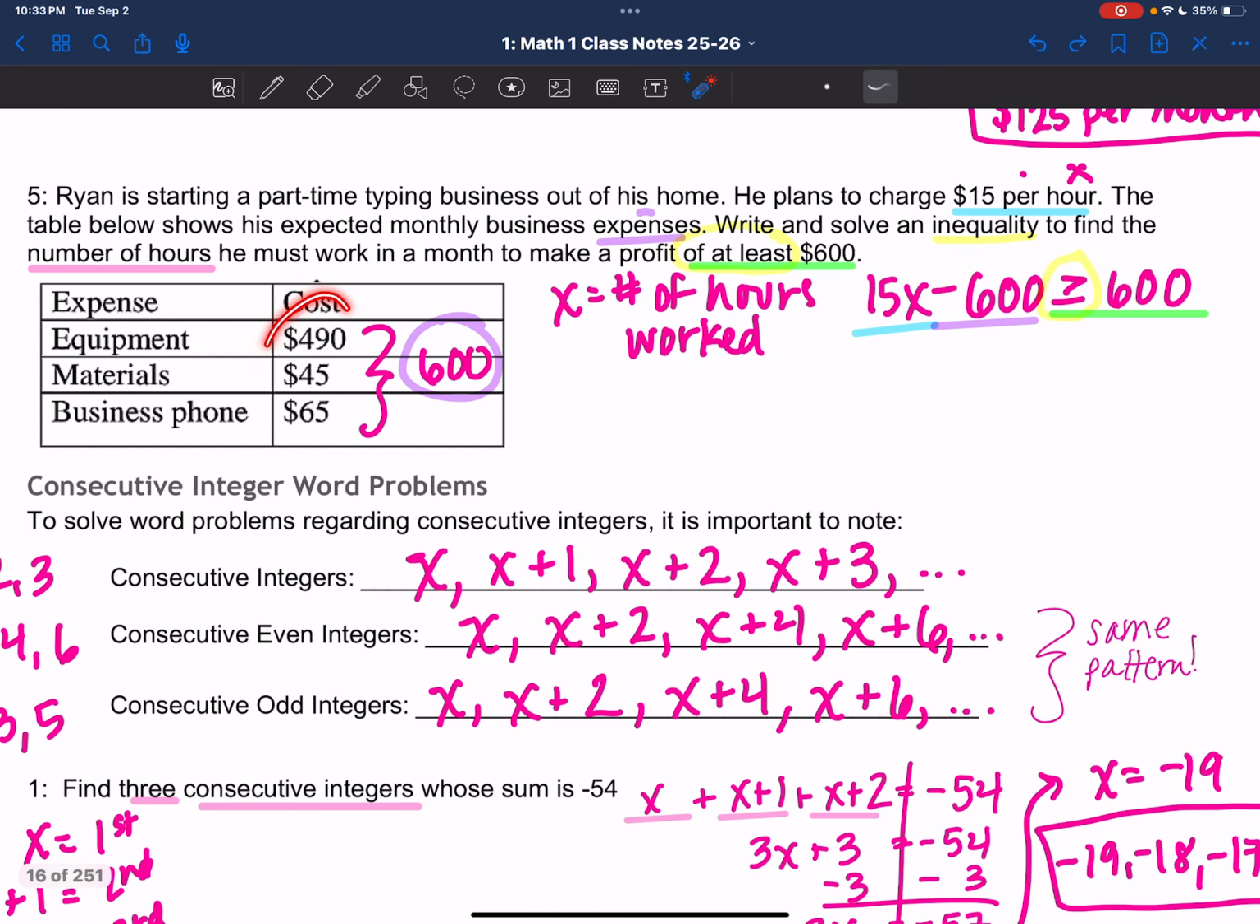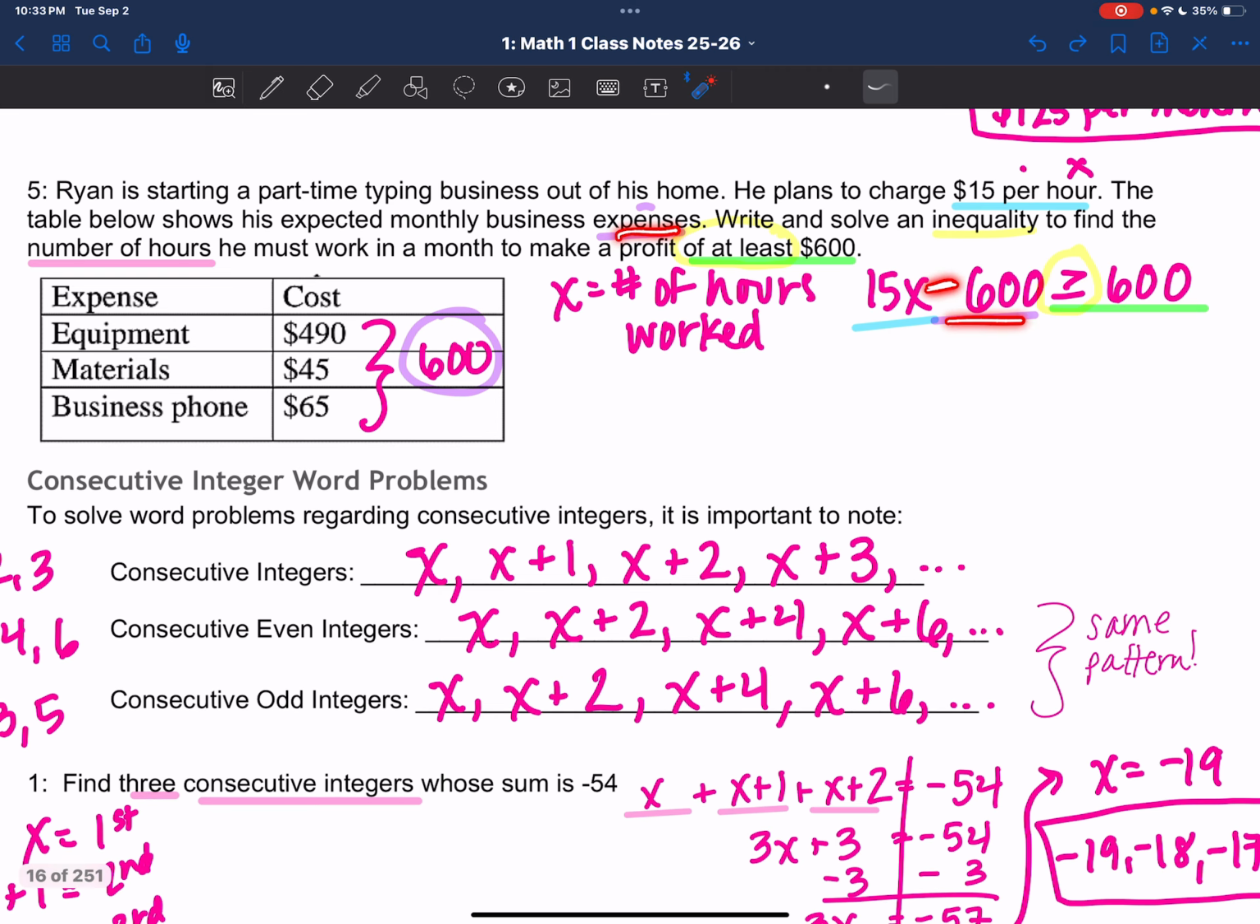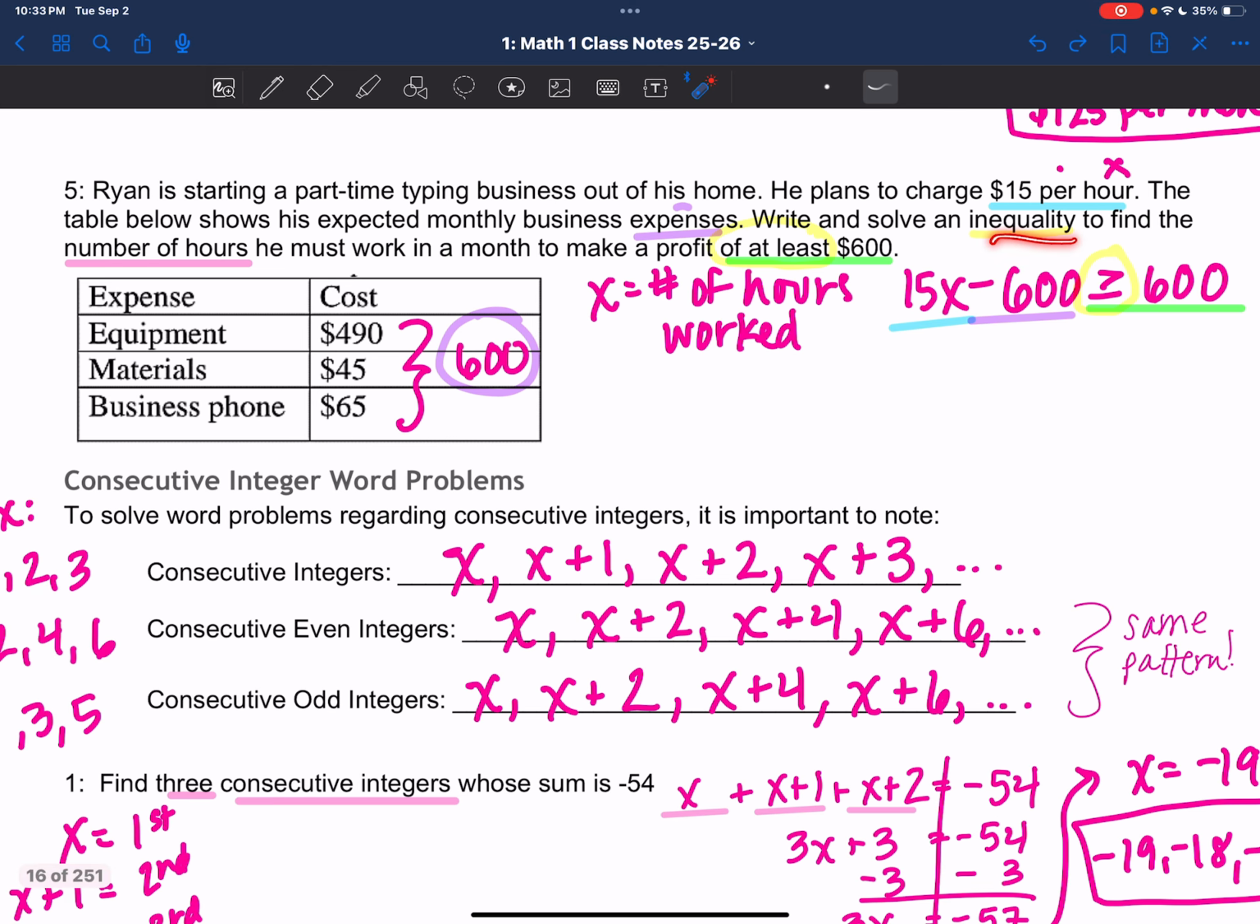So if we were to add all this together, you get 600. So expenses means you're taking away $600. So now we want to write and solve an inequality to find the number of hours. So we know number of hours, that's what x is going to be.